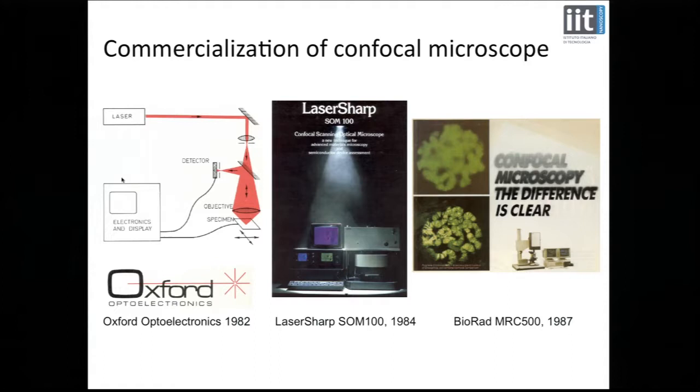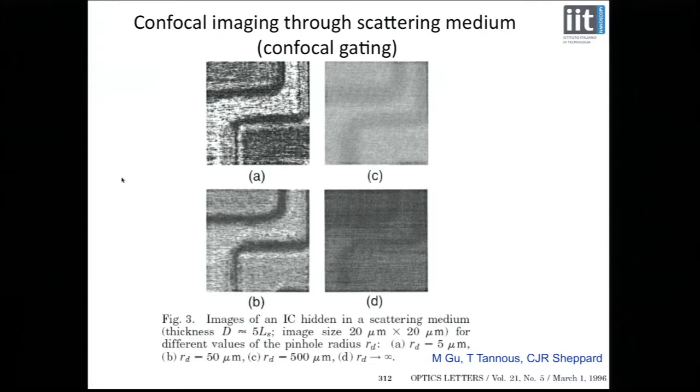But 1987 was when biologists really found out about confocal. And it was all because of adverts like this one, which show fruit fly chromosomes, with and without the pinhole. You see how much better it looks in the confocal image. So that's when it all started. Now I'm going to carry on.